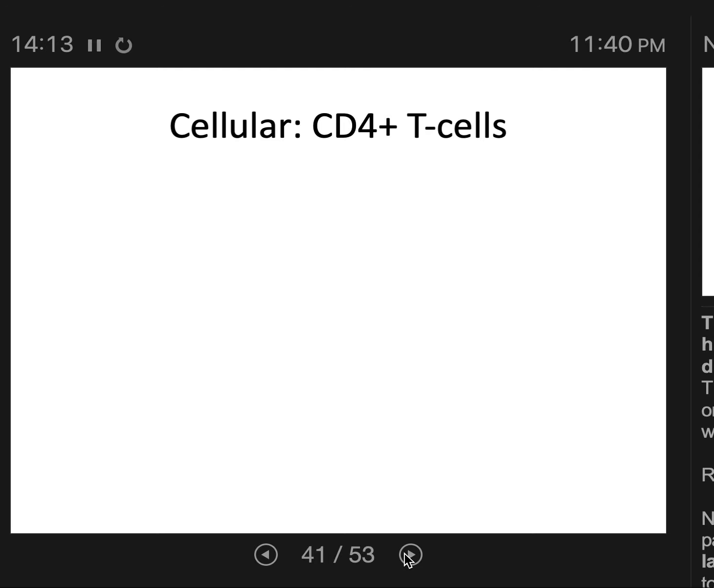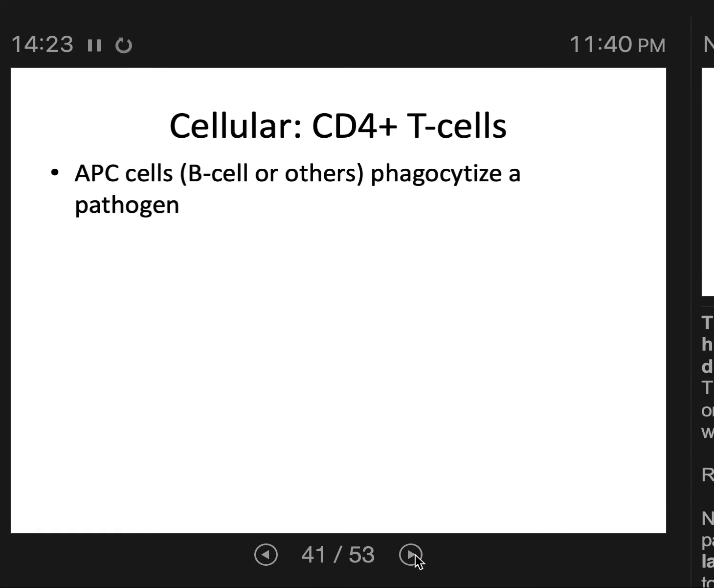So these are the same cells. We've already talked about them in the humoral immunity video, but we're going to tell the story again from the helper T cell's perspective. So in this pathway, an antigen-presenting cell, which the only antigen-presenting cell we've covered so far is B cell, but there are other antigen-presenting cells in the immune system that belong to the innate immune system, so we'll get to them after exam 3.